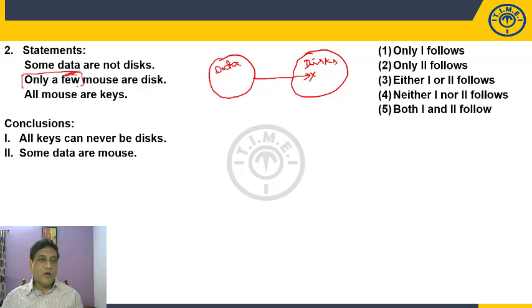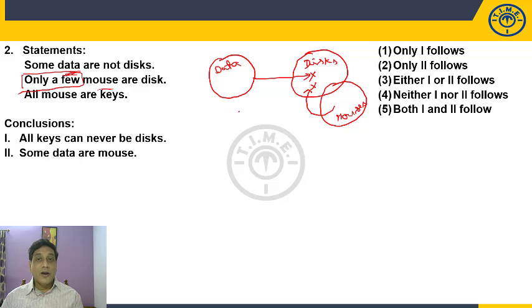Only a few mouses are disks. Only few means, how about the remaining mouses? They cannot be. Only a few mouses should be inside the disk. The remaining should not be. So we cannot take the remaining mouses here.